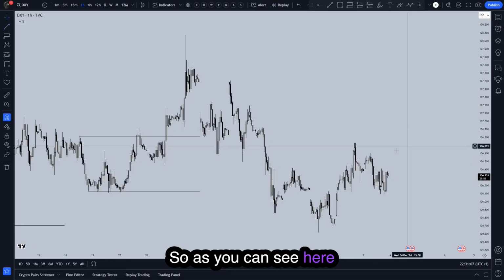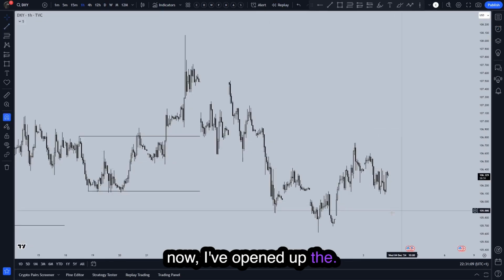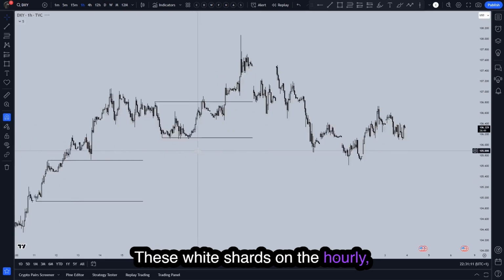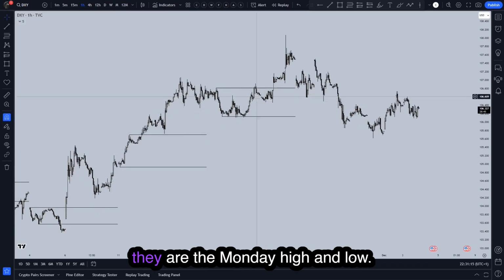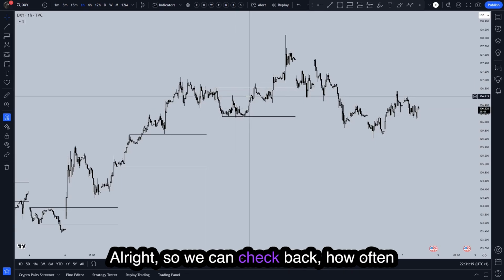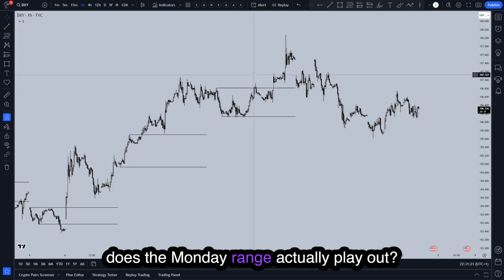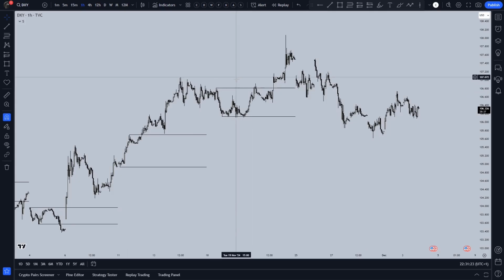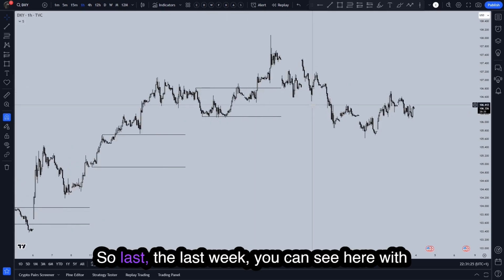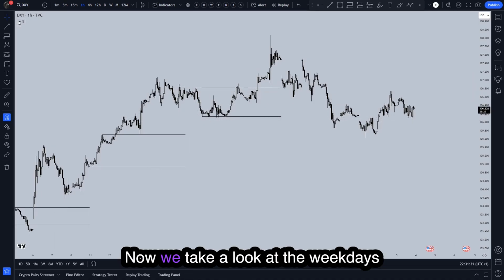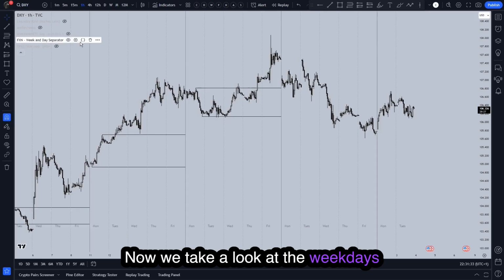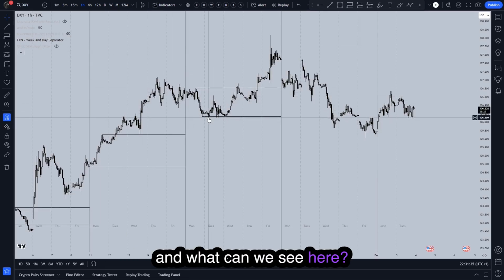So as you can see here now, I've opened up the DXY chart on the hourly, and you can see all those lines here, all those ranges I marked out, they are the Monday high and low, right? So we can check back how often does the Monday range actually play out. So the last week, you can see here with the Monday range low, Monday range high. Now we take a look at the weekdays, and what can we see here?